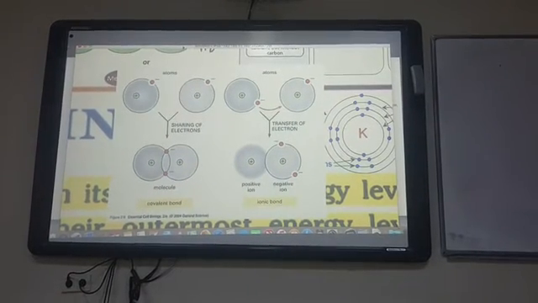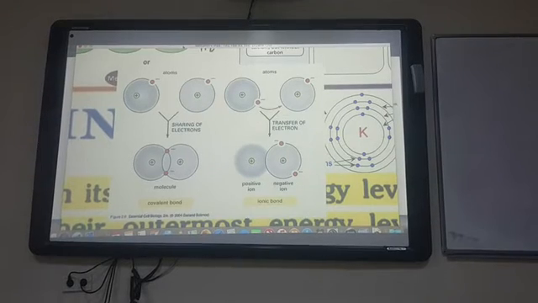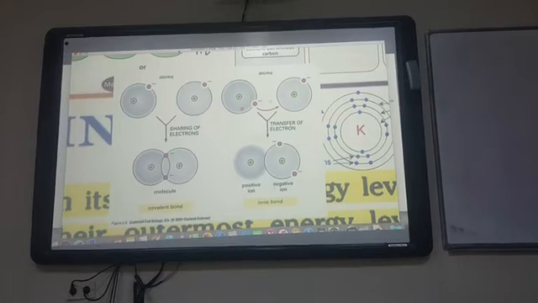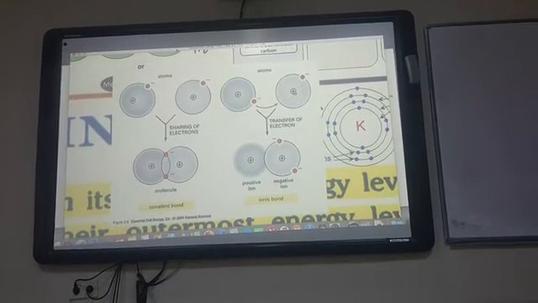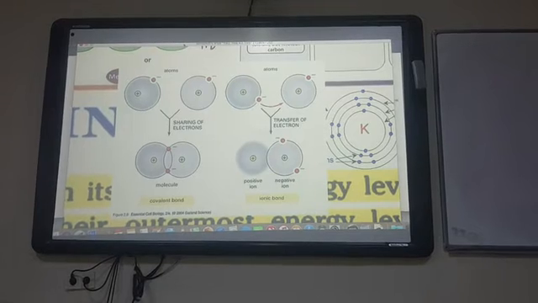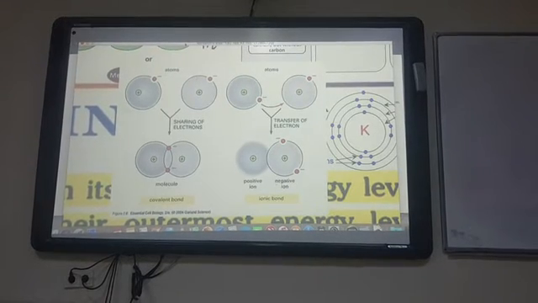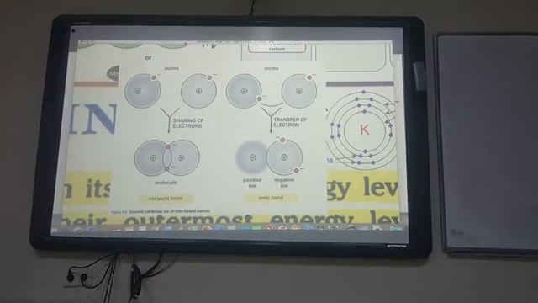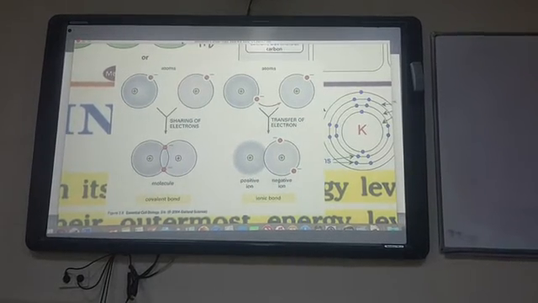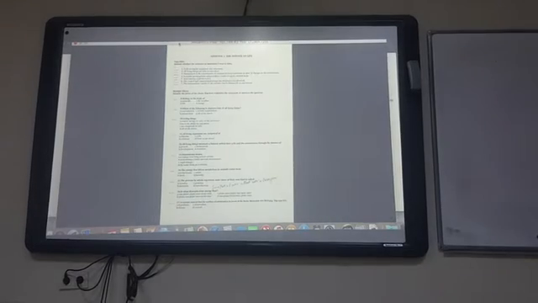What about ionic bond? Here, there are two reactants. If one reactant gives its electron to another atom, a transfer of electron, this will be ionic bond. Basically, you have to know sharing of electron is covalent, transfer of electron is what? Ionic.